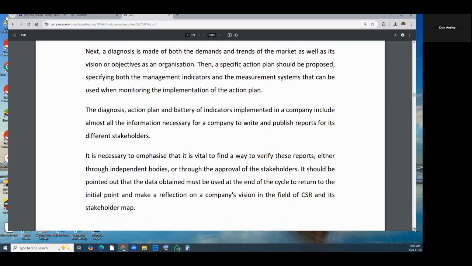The diagnosis, action plan and battery of indicators implemented by the company include almost all the information necessary for a company to write and publish reports for the different stakeholders. It is necessary to emphasize that it is vital to find a way to verify these reports, either through independent bodies or through the approval of the stakeholders. It should be pointed out that the data obtained must be used at the end of the cycle to return to the initial point and make a reflection on the company's vision in the field of CSR and its stakeholder map.